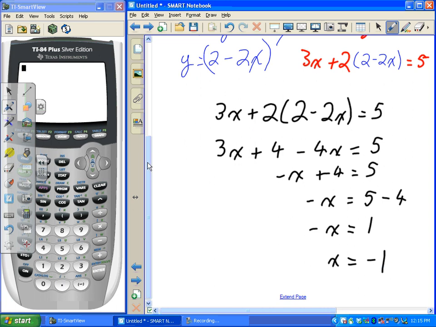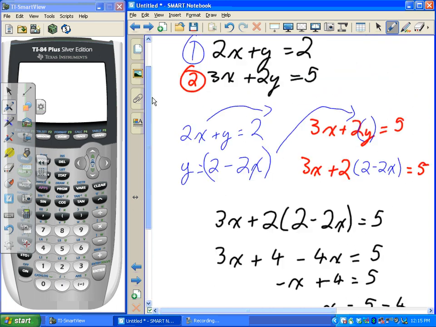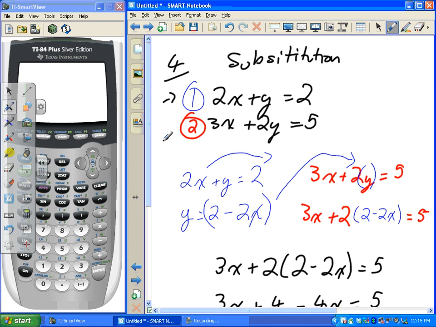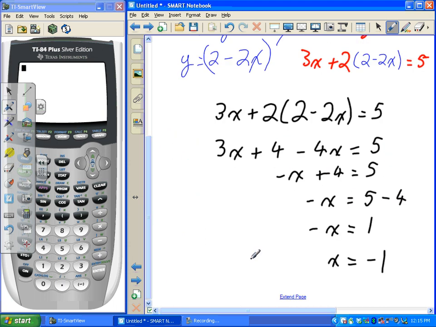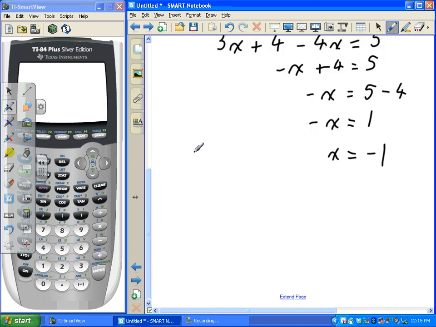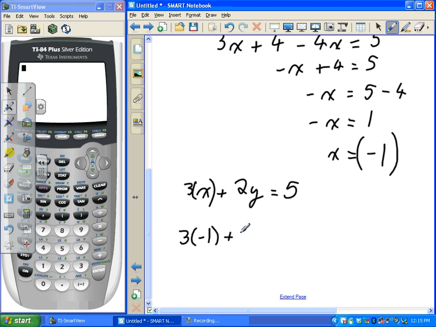Now with that information, I can plug that into either equation 1 or equation 2 to solve for the y. Which one would you guys like me to do it into? 2? Okay. Equation 2. 3x plus 2y equals 5. We're going to substitute this negative 1 in for the x. So I get 3 times negative 1 plus 2y equals 5.